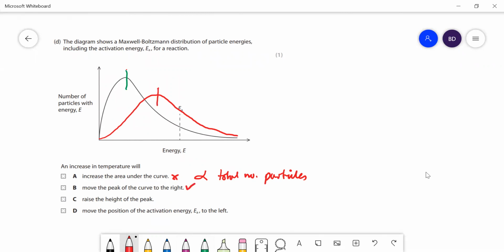So that one's right. Let's just check the others. Will it raise the height of the peak? No, you can see that the peak has got to be lower, because the area under both curves has got to be the same, because the total number of particles has got to be the same, and the area under the curve is equal to the number of particles. And of course, changing the temperature doesn't change the activation energy. Adding a catalyst will change it, but temperature does not affect it. So B is the right answer there.